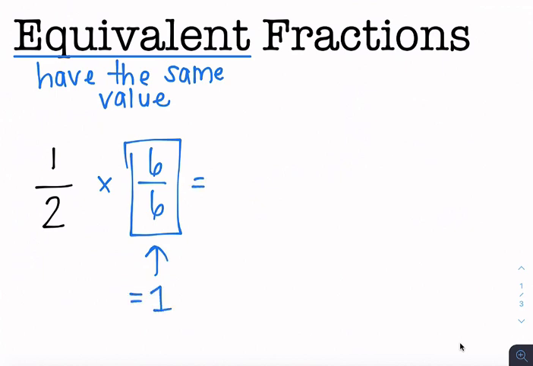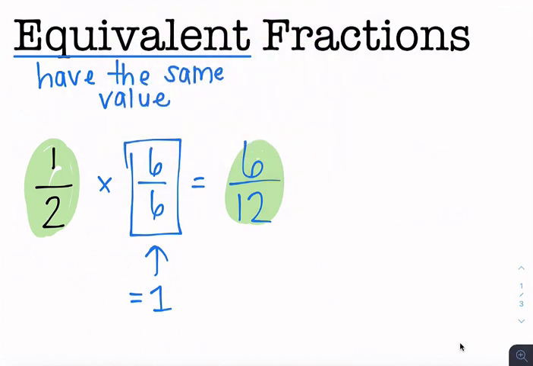But 1 times 6 is 6. 2 times 6 is 12. So these two fractions have the same value. 1/2 is the same as 6/12.